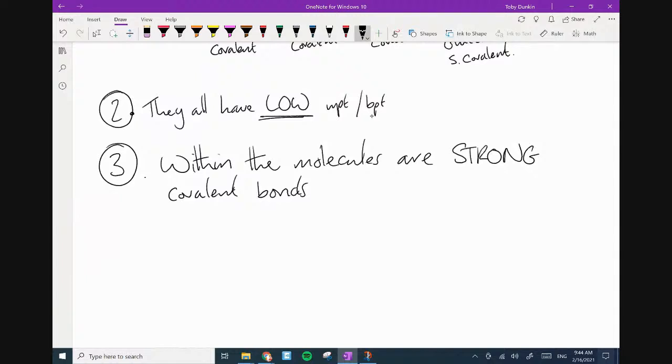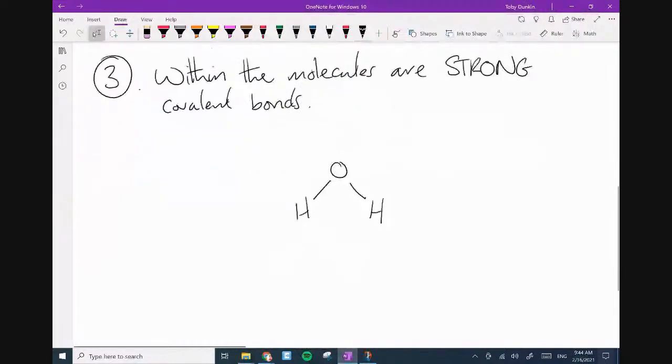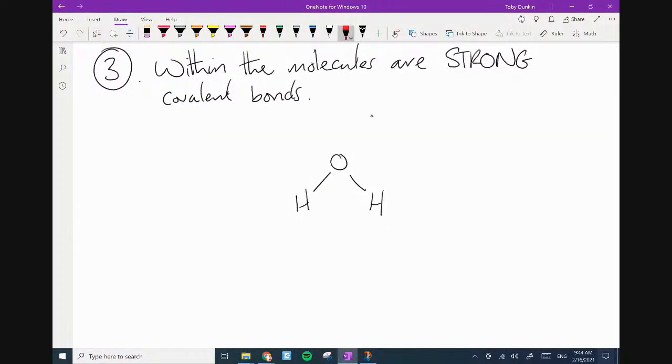There you go. I wonder if anybody on the chat, please, what is the shape of water? I wonder if anyone can give me the bond angle as well. What is the shape of water? So within the molecules are strong covalent bonds. These are strong covalent bonds.